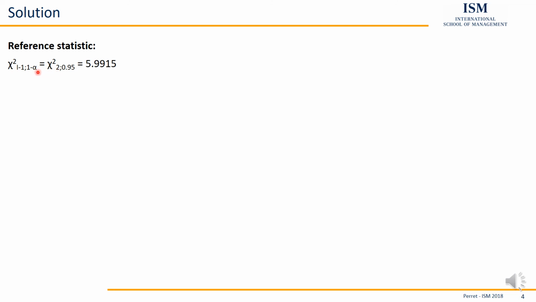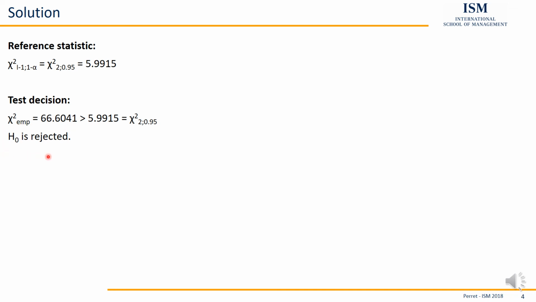I had an acceptable margin of error of 5%, so alpha is 0.05 and 1 minus alpha is 0.95. If I look up this value, chi-squared to 0.95, I get a value of 5.9915. Then, for my test itself, I simply compare test and reference statistic. As with most tests, if the test statistic is larger than the reference statistic, which we have here as well, this means we can reject our H0 hypothesis.